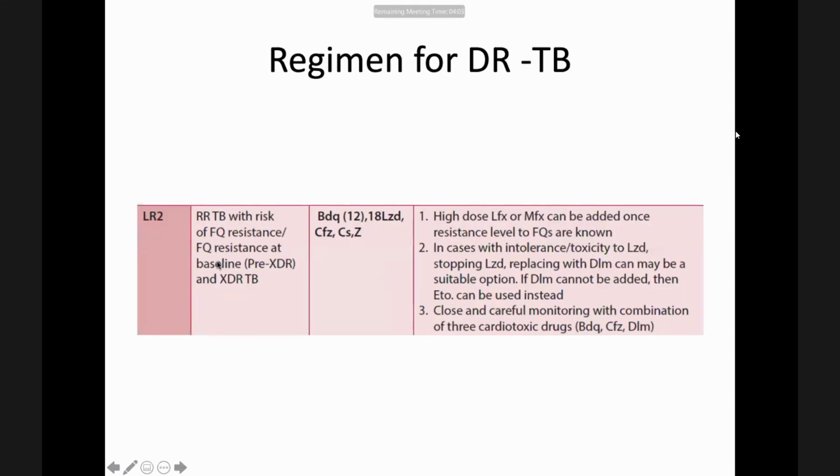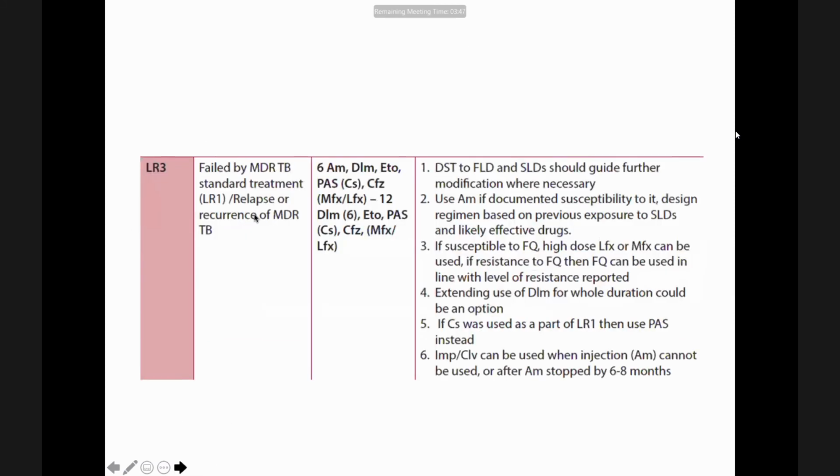LR2 is rifampicin-resistant TB with a risk of fluoroquinolone resistance. Then you can omit levofloxacin and use cycloserine. Okay, so CS is cycloserine, used in place of levofloxacin. LR3 is for failure of MDR-TB standard treatment, LR1, or relapse or recurrence of MDR-TB. Then you are going to use 6 months of bedaquiline and delamanid.